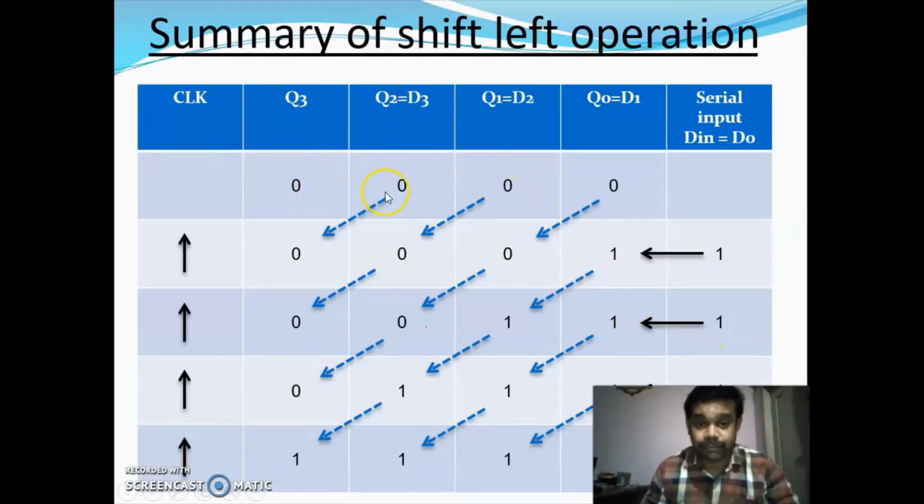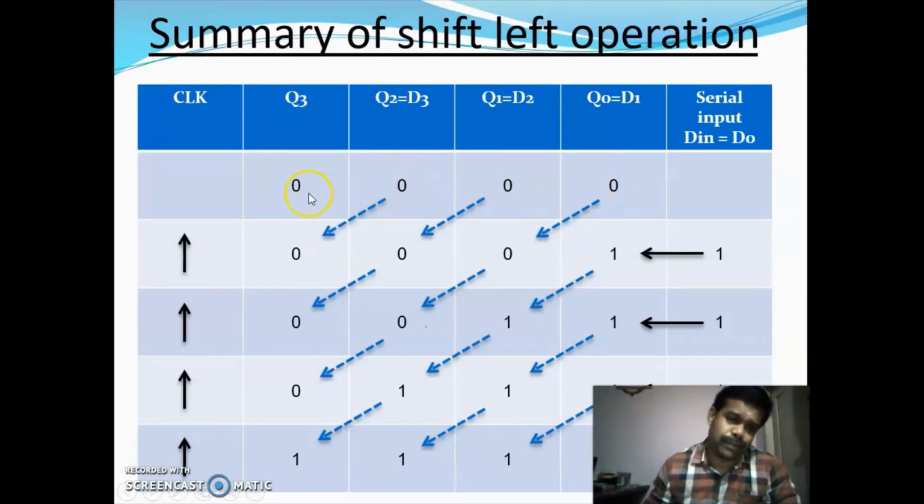Initially it is 0 0 0, and this data is shifted left by one position, this data is shifted left by one position, this data is shifted left by one position, and you are providing the input 1 for the first clock pulse. So this one will be coming as the output. Next you are providing the 1 as the input, so this one will be coming as output, and this one is shifted here, and this 0 is shifted here, and this 0 is shifted here.